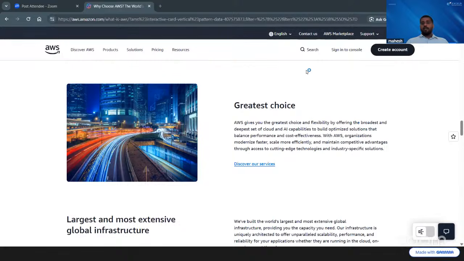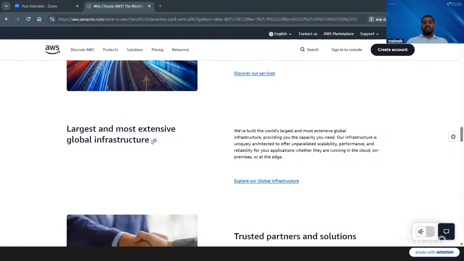Greatest choice, because AWS provides you complete flexibility: whatever you want to invent, whatever problems you're facing, we can completely overcome those problems as well. That is the greatest choice. Largest and most extensive global infrastructure. Just now I said that AWS data centers are spread across the globe, where we can access resources from anywhere, anytime. So they maintain a huge global infrastructure.